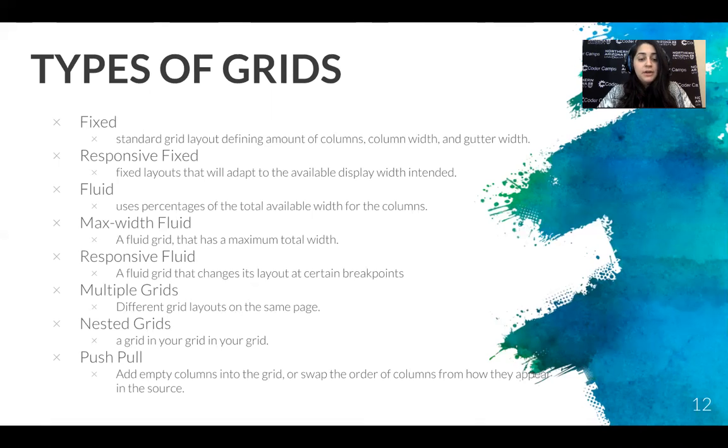Multiple grids are different grid layouts on the same page. Nested grid is a grid inside your grid inside your grid. And push-pull adds empty columns into the grid, or you can swap the order of columns from how they appear in the source. So those are different types of grids. I recommend that you do a little bit of research and see which one you like best. You also want to keep in mind that you want to be responsive first, because once you build a site and then decide to make it responsive, you're going to put a lot of work on your hands instead of just being responsive from the get-go.